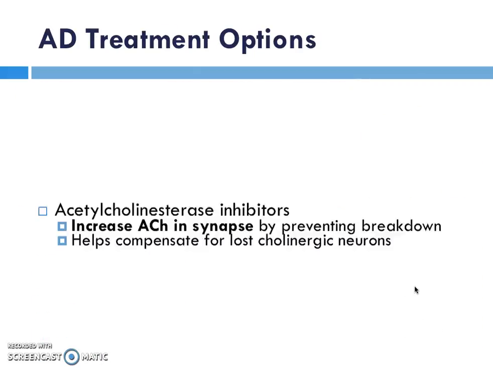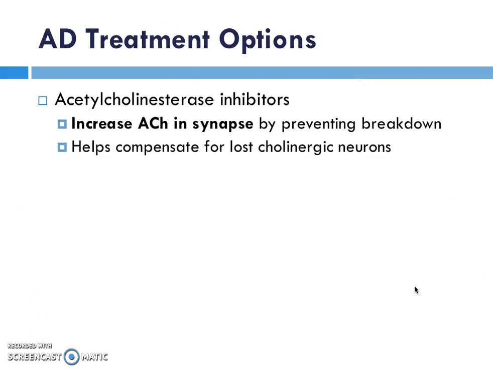All right, so how do you treat Alzheimer's disease? There are a couple different ways that are being used to try to at least slow the progression of the disease, right? We can't cure it, not yet. One is an acetylcholinesterase inhibitor. So if you remember, one of the things that I mentioned is that a loss of cholinergic neurons is common.